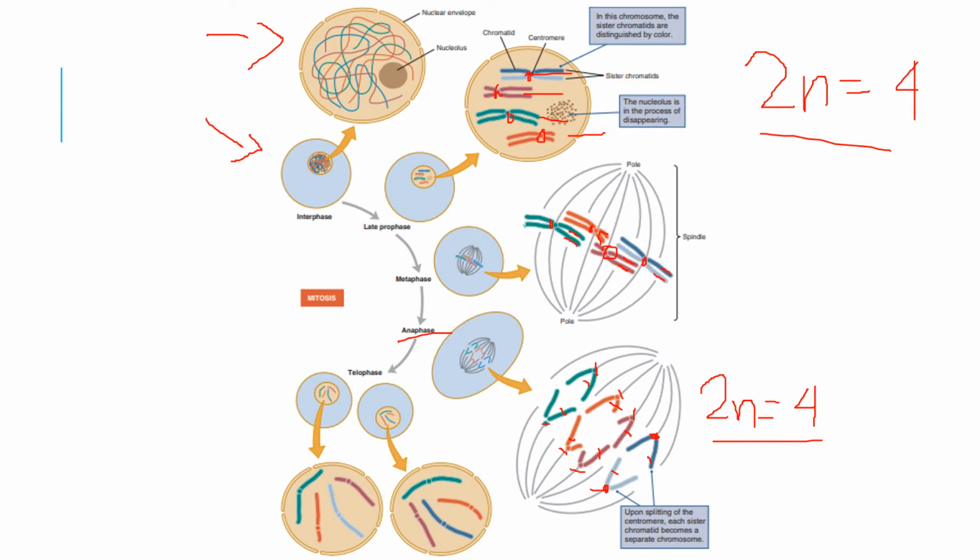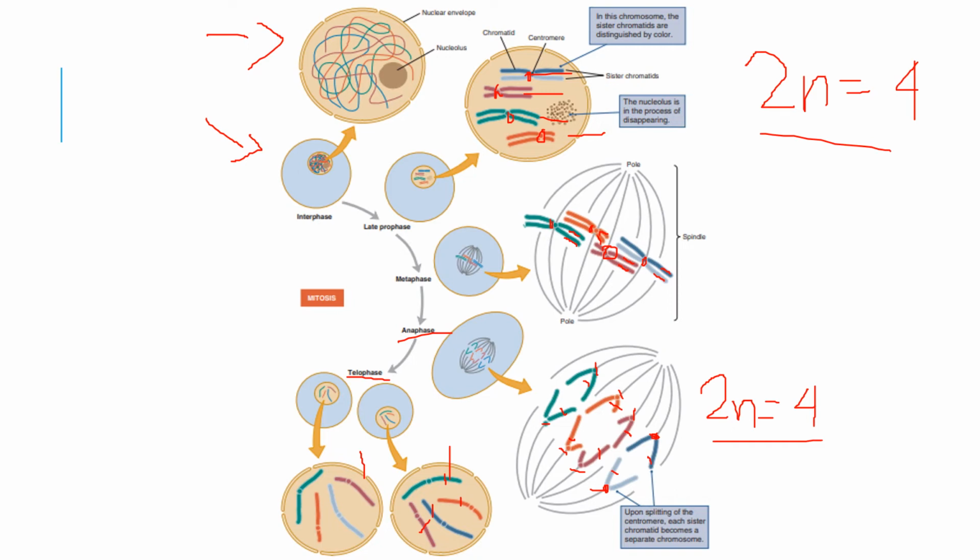Let's move on to telophase stage. If 2n is equals to 4, how many chromosomes would there be in telophase? We have 1, 2, 3, 4. There would be 4 chromosomes in each cell during the telophase stage, or 8 chromosomes in total.